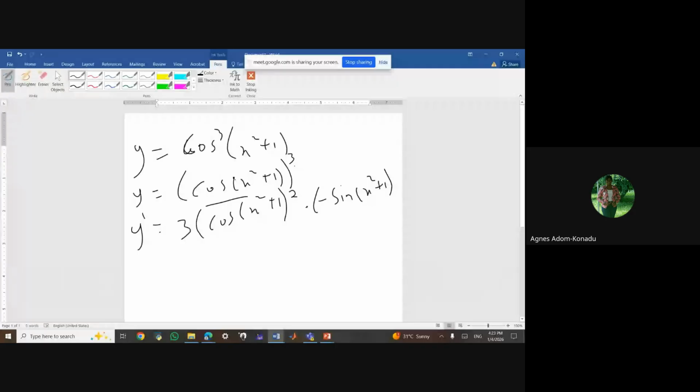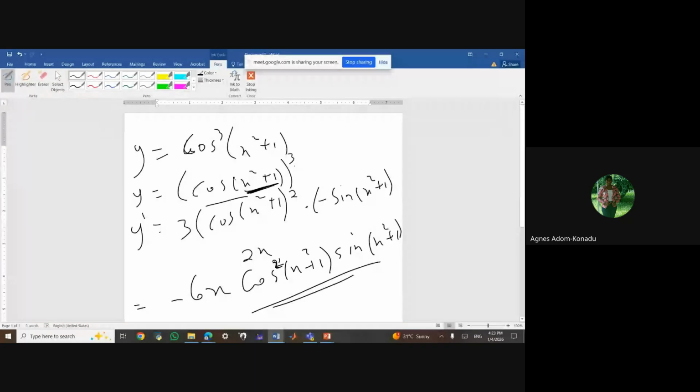But I said that anytime you differentiate a trig function, you have to differentiate the angle too. So even though we are done with the general power rule, I have to differentiate the angle. The differential of the angle, which is x squared plus 1, will give me 2x. So this will give me negative 6x cos x. The 2, I'll bring the 2 to the sine. That's how we write it. So cos squared of x squared plus 1, then sine of x squared plus 1. This is what you get. So we are using the general power rule, then I'm differentiating the angle too.